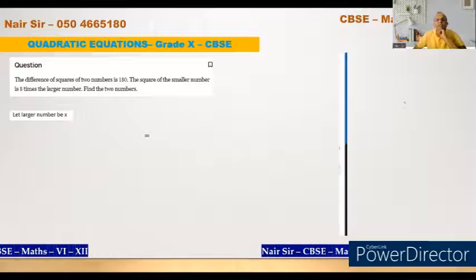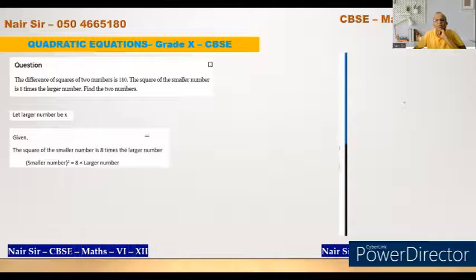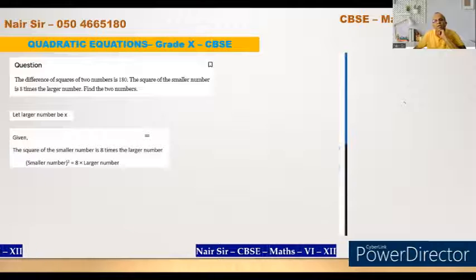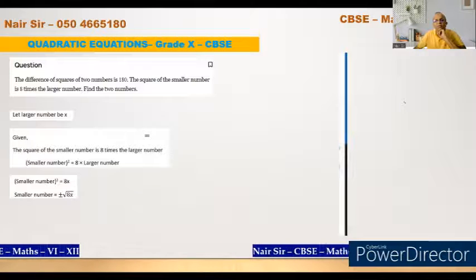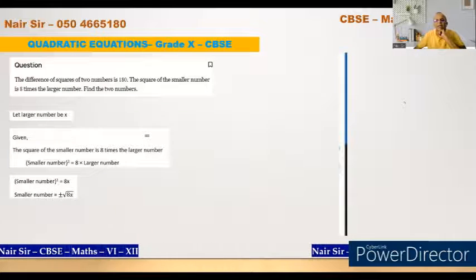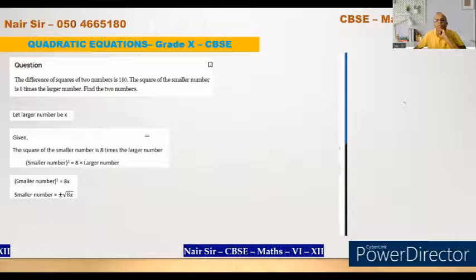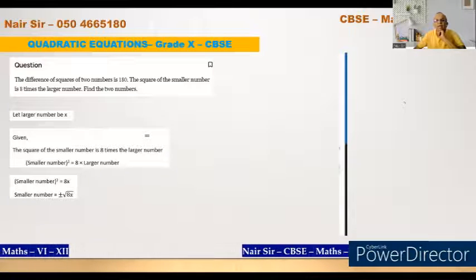Let the larger number be x. What is given? Smaller number square is equal to 8 times the larger number. So smaller number square is equal to 8x. So what will be the smaller number? Plus or minus root of 8x.